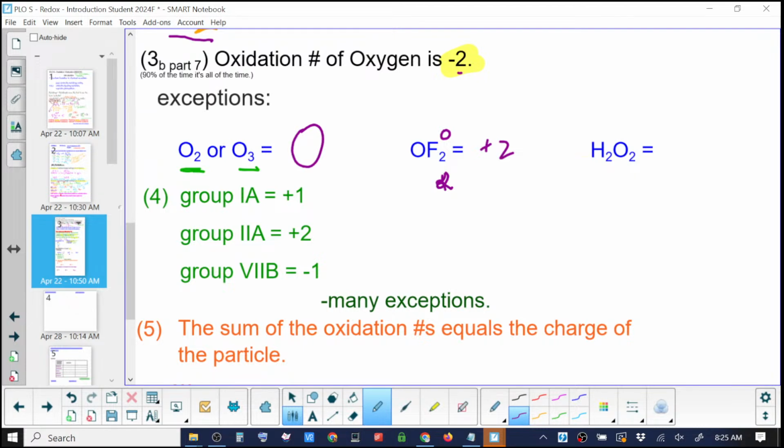So if the whole thing's 0, fluorine with 2 of them ends up being -2. What must be the charge on this particular oxygen? +2. So oxygen in this case is +2. It is normally -2. These are the 3 exceptions.